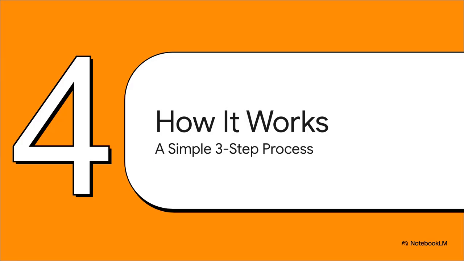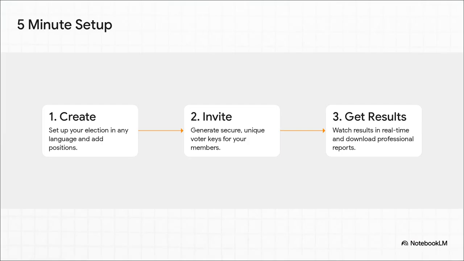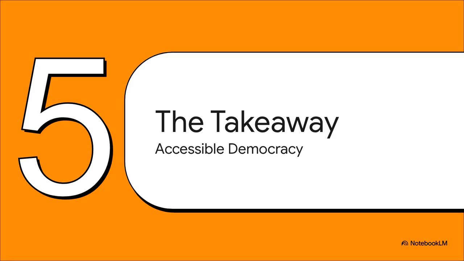All right, so free, multilingual, secure, live monitoring. You're probably thinking, this sounds complicated to set up. But actually, the whole process is designed to be the exact opposite. It's incredibly simple. It really just comes down to 3 basic steps. Step 1, you create the ballot. Step 2, you generate those secure voter keys and send them out to your members. And step 3, you sit back and watch the results roll in. The whole thing from start to finish can apparently be done in about 5 minutes. That's it.